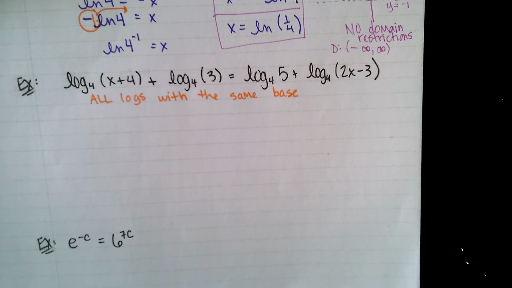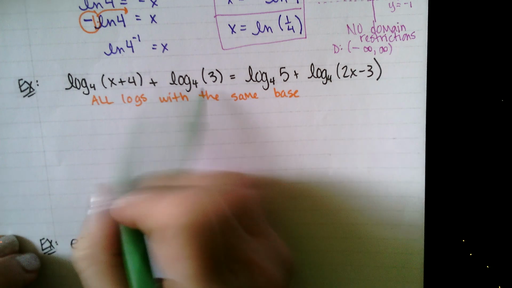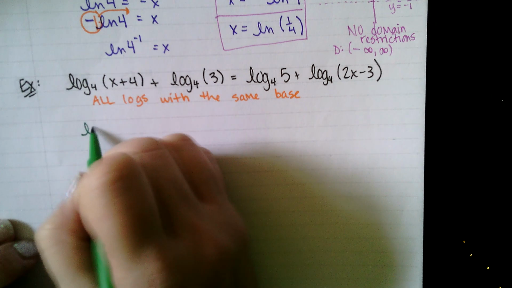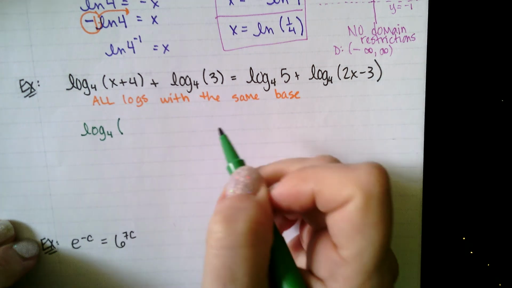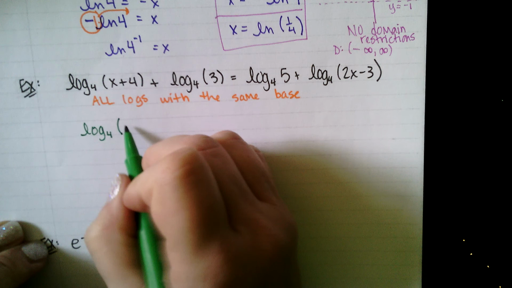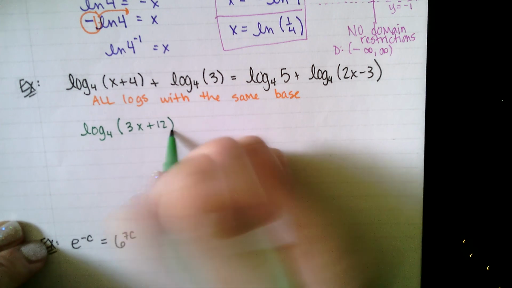The strategy that we talked about when you have all logs with the same base is that we should combine our logarithms so there's only one log on each side of the equal sign, and then use the one-to-one property, and finally solve for our variable. So I will combine these two logs on the left side to make it log base 4 of, remember when two logs are added, they combine by multiplication. So that will be 3x plus 12.